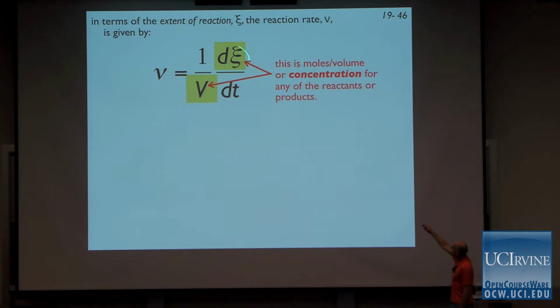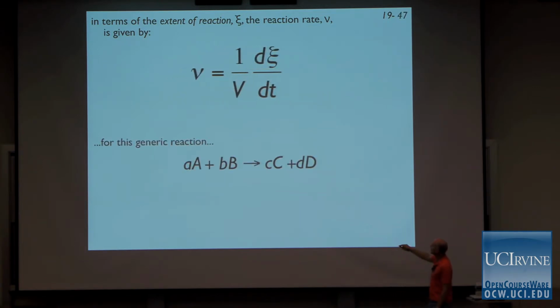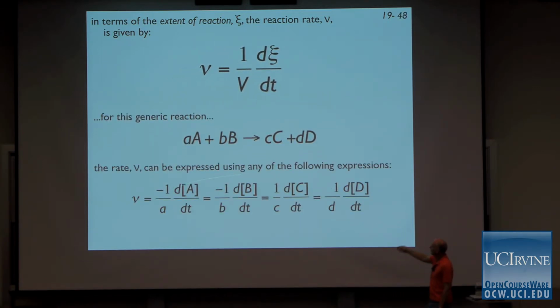Since this is in moles, and this is the volume, we have a concentration here. The concentration can be units of pressure, or it can be units of concentration: moles per cubic centimeter, moles per liter. Okay? So usually we're not looking at an expression that looks like this. Usually we're looking at an expression that looks like this.